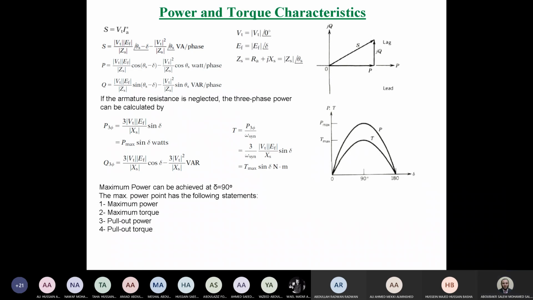Torque and power of synchronous machine.